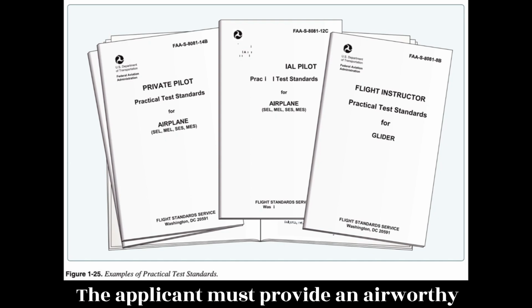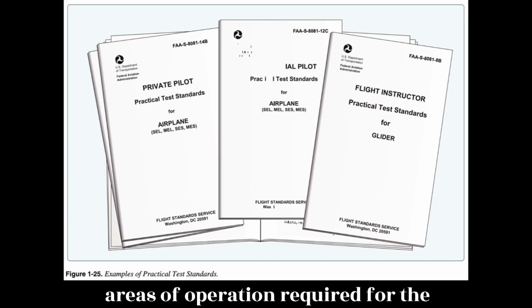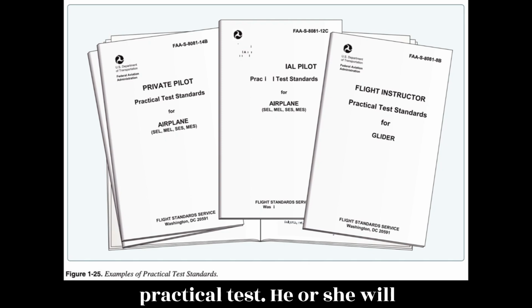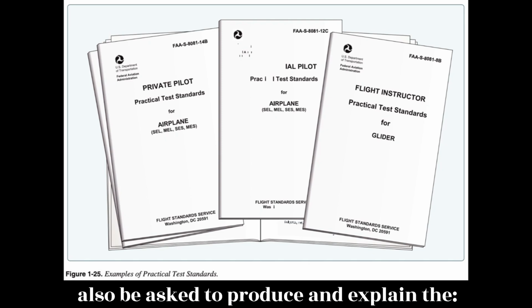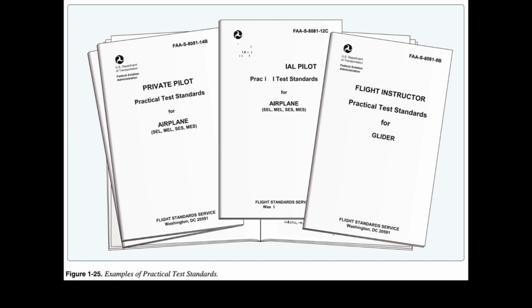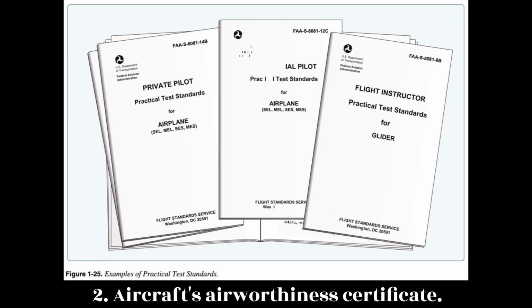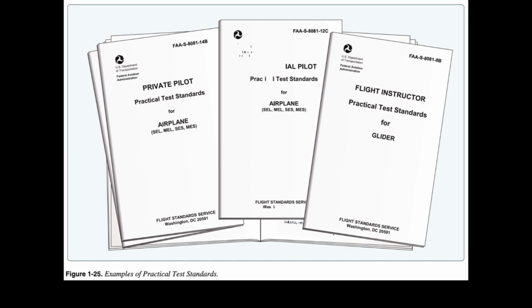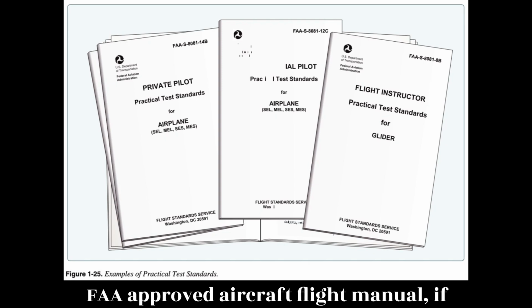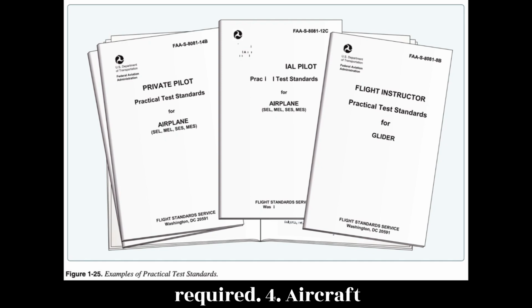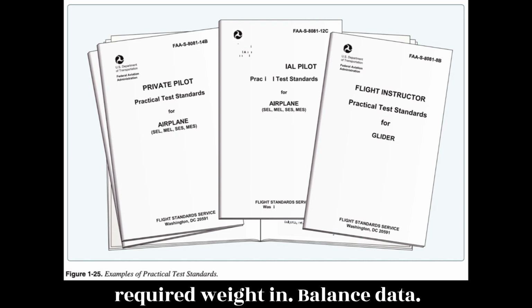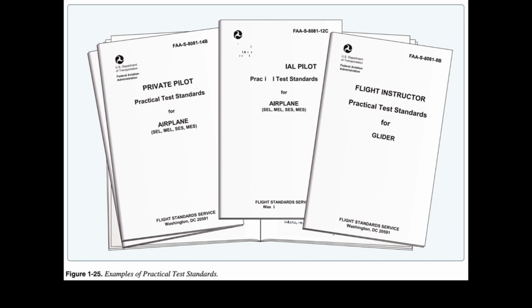The applicant must provide an airworthy aircraft with equipment relevant to the areas of operation required for the practical test. He or she will also be asked to produce and explain the 1. Aircraft's registration certificate. 2. Aircraft's airworthiness certificate. 3. Aircraft's operating limitations or FAA-approved aircraft flight manual, if required. 4. Aircraft equipment list. 5. Required weight and balance data. 6. Maintenance records. 7. Applicable airworthiness directives, ADs.